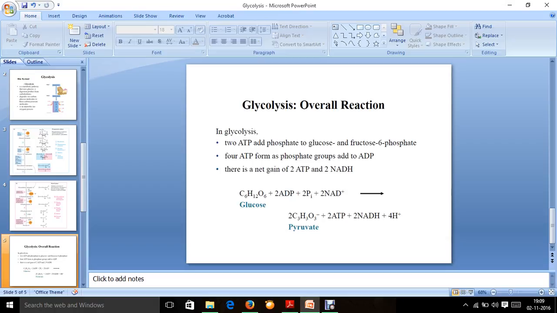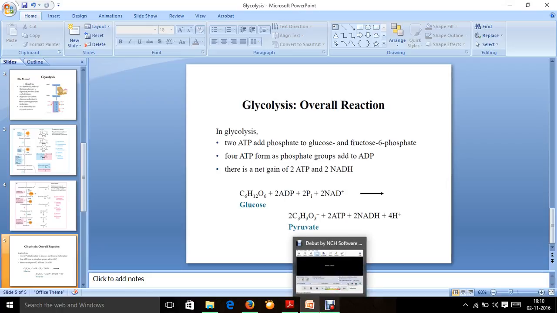So this is the overview of this process, where glucose is converted to pyruvate with the release of 2 ATP and 2 NADH. Okay, 2 ATP will be generated through glycolysis and 2 NADH will again generate 5 ATPs. So overall in glycolysis we are getting a gain of 5 ATPs.